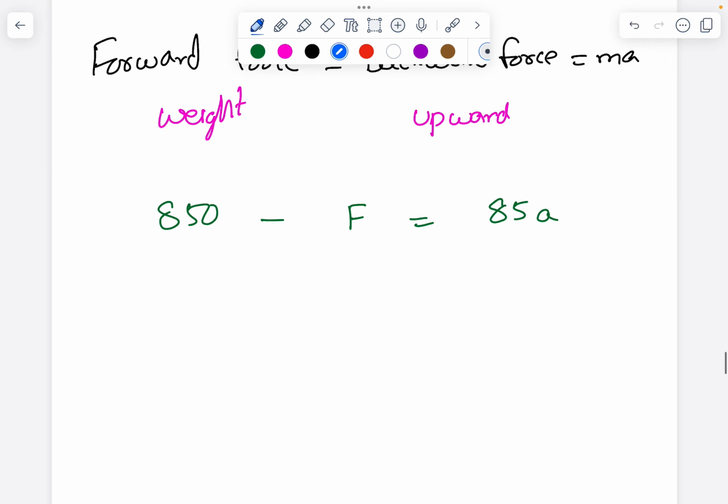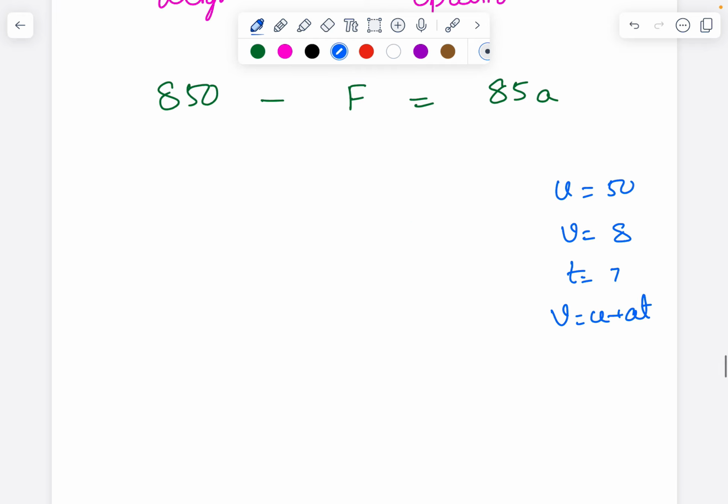So let's calculate the deceleration. u equals 50, v equals 8, and time equals 7 seconds. So v equals u plus at. So 8 equals 50 plus a times t, and t is 7. So 7a equals minus 42, a equals minus 6.